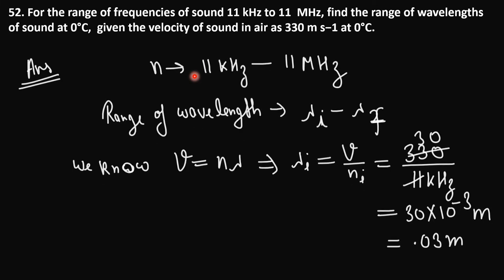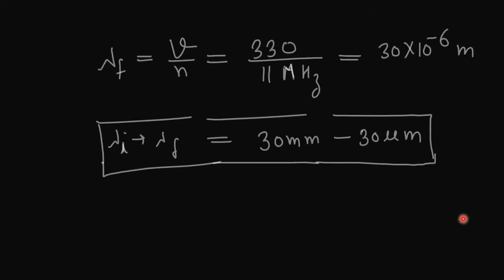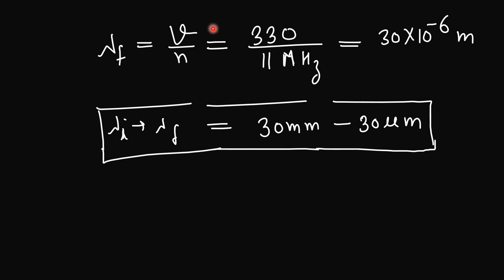From there you can find out the range. As the solution is given over here, the range of the frequency is given and the range of the wavelength is lambda i and lambda f. Now calculate lambda i and lambda f from the relation velocity is equal to frequency into wavelength. So from here you can find out the initial wavelength lambda i, which will be equal to v upon ni. Okay, and lambda f will be equal to v upon nf. nf is 11 megahertz. Take mega. 1 mega is equal to 10 to the power 6. So take 10 to the power 6 in the denominator. You will get 10 to the power minus 6.